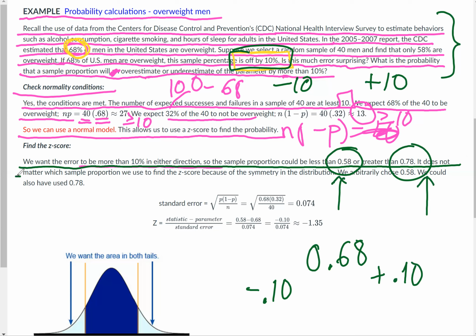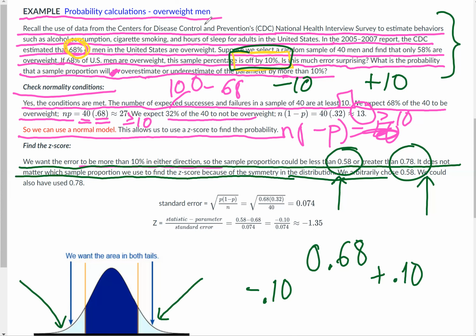It does not matter which sample proportion we use to find the z-score because of the symmetry in the distribution. They're saying, I want to know the area beneath the curve in this light blue portion on the right, plus the area beneath the curve in the light blue portion on the left. But because this is a perfect normal curve, it's symmetric. That means the area on the left is equal to the area on the right. So as long as I find one of them, I'll know both of them.